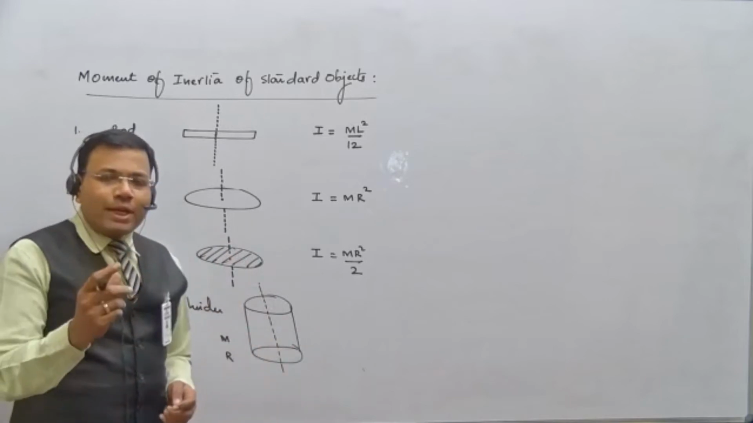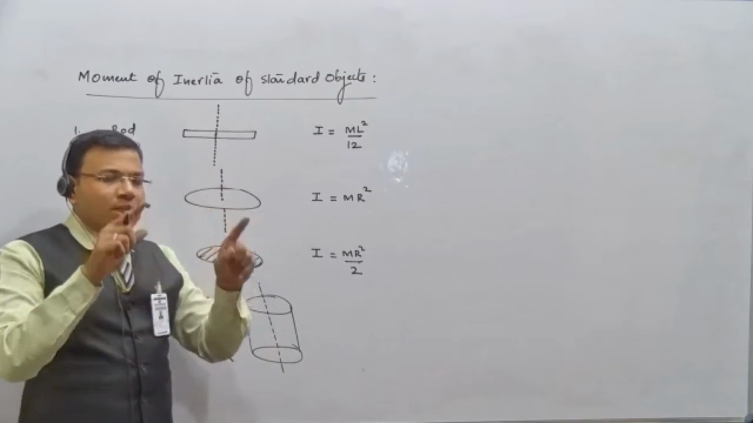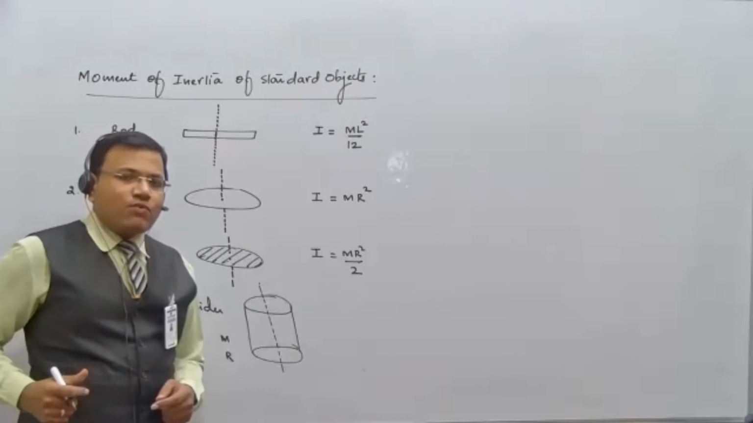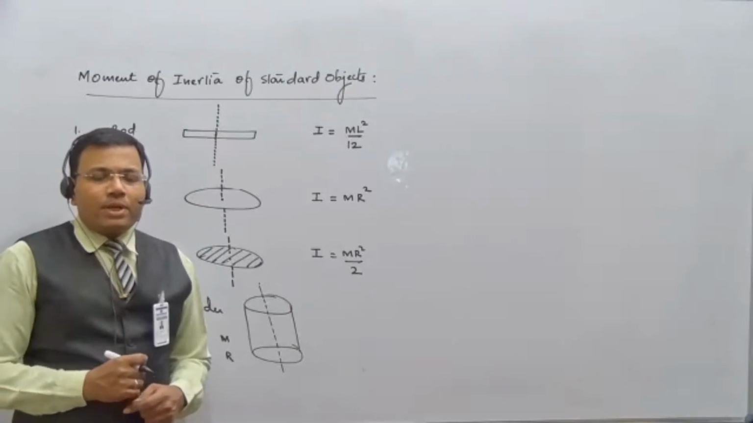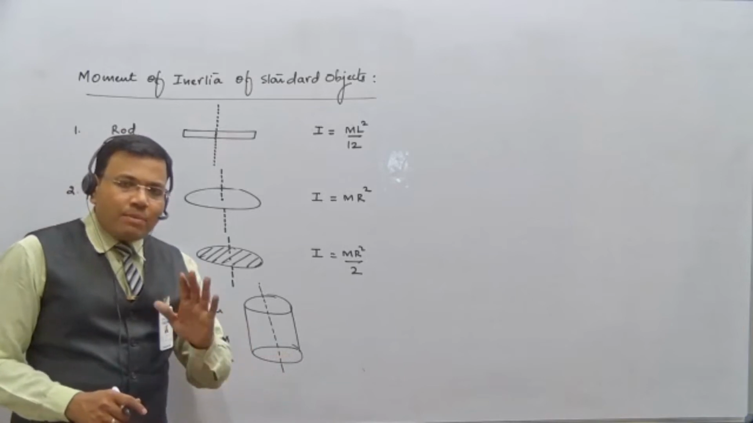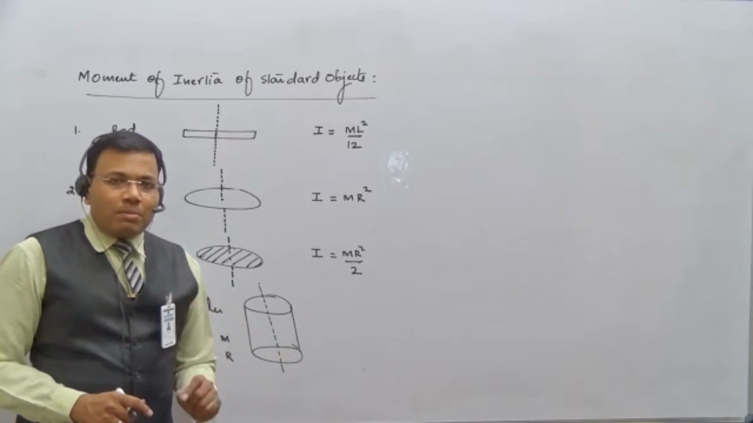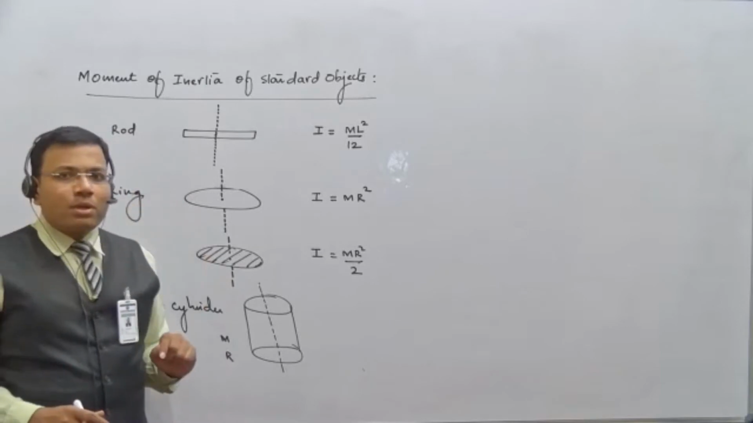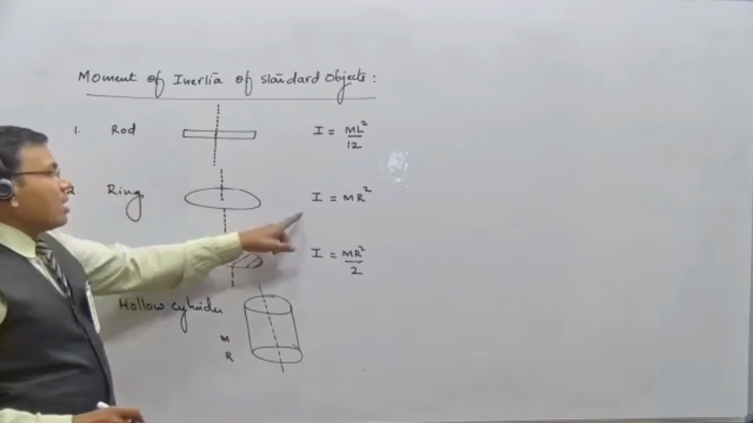You need not get confused with that, because you have the complete chart mentioning the moment of inertia one by one. You people find some difficulty in remembering that. No need to remember it. The very important thing you have to remember is, look at the ring here. This is a ring, and it is MR square, right?